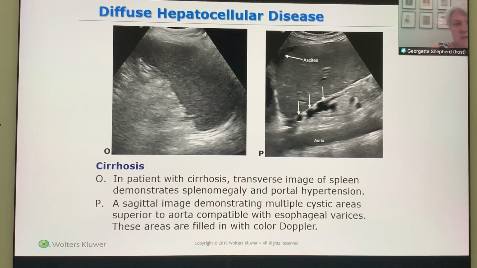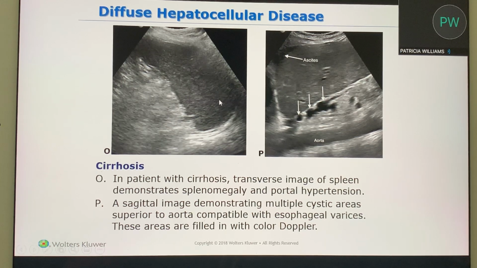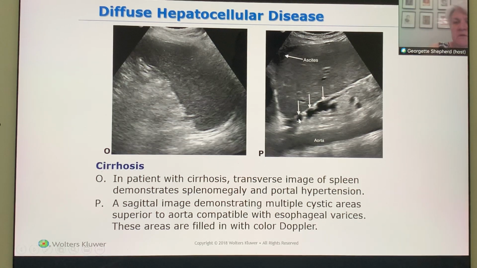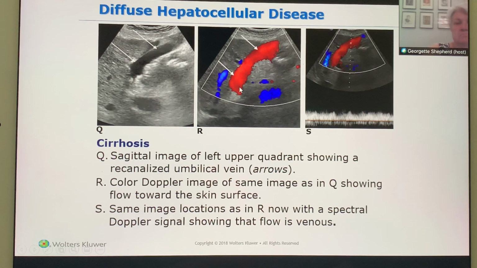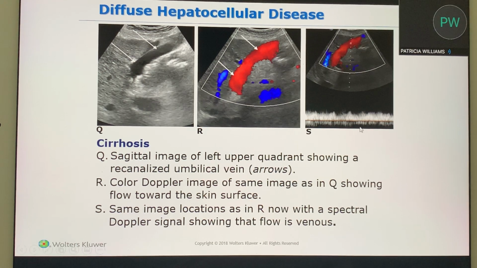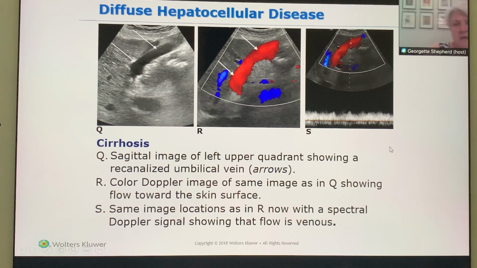Here is an enlarged spleen. Here are esophageal varices. A little bit of ascites up here. Here is the ligamentum teres. You'll see it between the medial and lateral lobes of the left liver. And you can follow it all the way to the umbilicus.